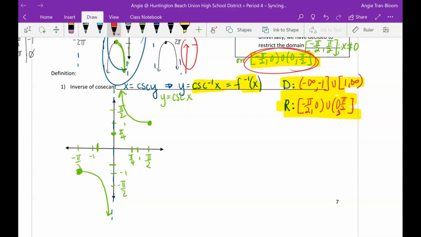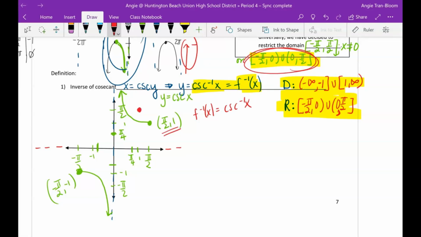Now I'm going to use red to do the inverse. Let me label the points for you. This is pi over 2, comma 1. This is negative pi over 2, comma negative 1. So the inverse, if you had a vertical asymptote before, now it becomes a horizontal asymptote. Now again, I'm doing red. F inverse of x equals cosecant inverse of x is the red piece. This point used to be pi over 2, comma 1, so now it's going to be 1, comma pi over 2, which is that piece. And remember, you're going to be heading towards your asymptote, so go that way with an arrow.